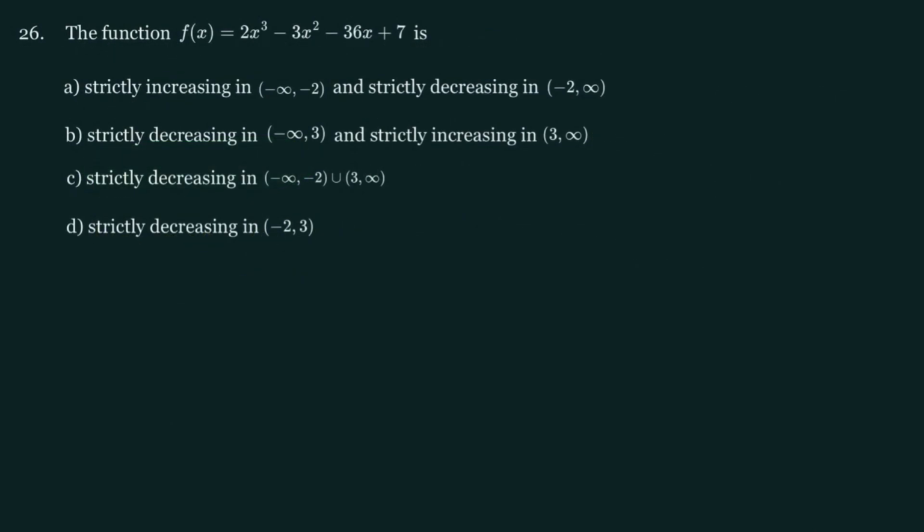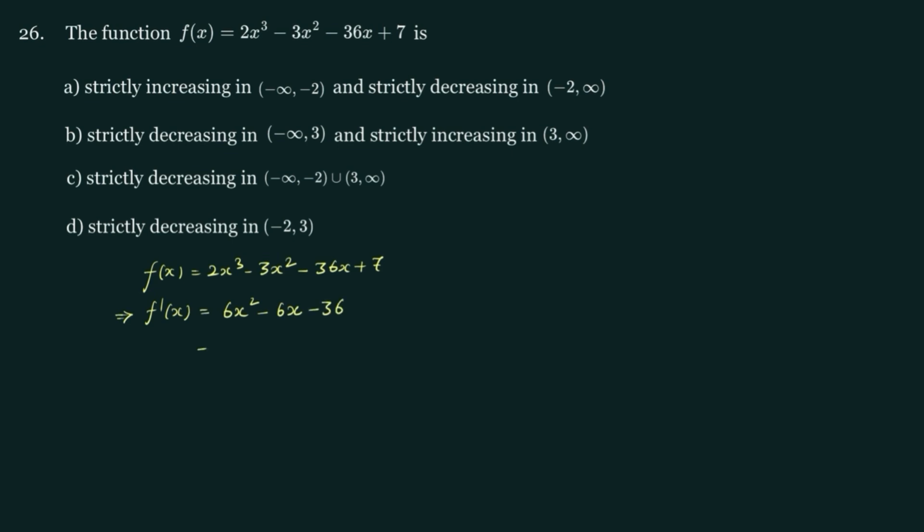Question number 26. Here is the given function, and we have to find in which interval the function is increasing and decreasing. So let me write the function here. That is 2x cubed minus 3x square minus 36x plus 7. Let us differentiate this function. Then it will be f dash of x equals to 6x square minus 6x minus 36.